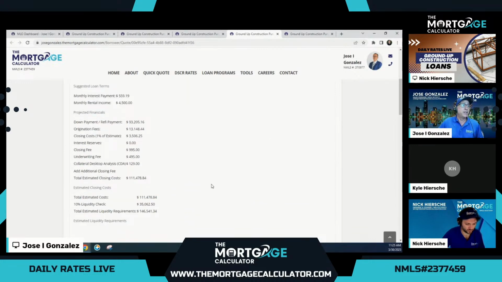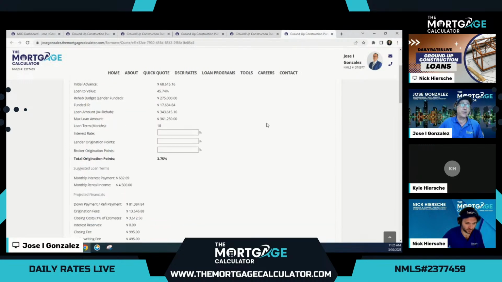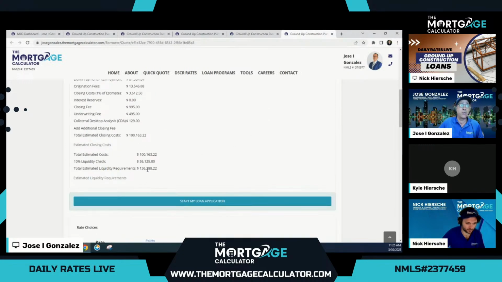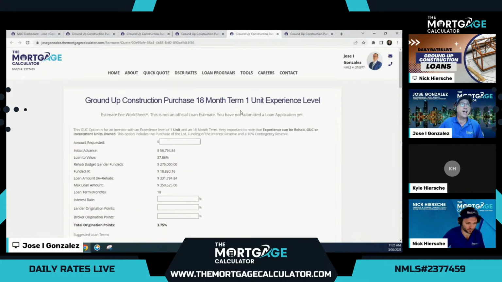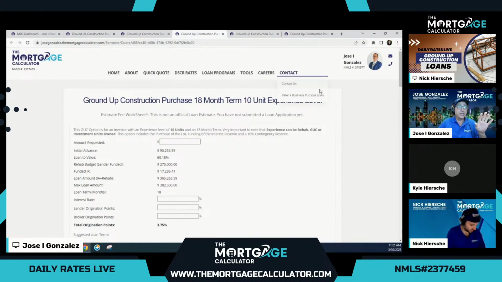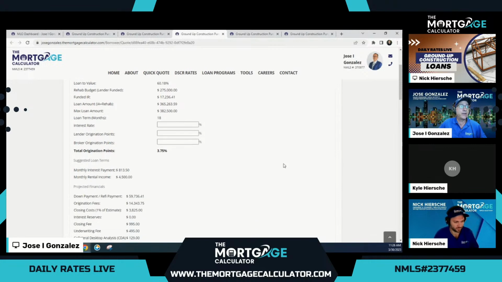And then your estimated liquidity requirement is $146,541. I think the other one, that difference should be only the $10,000, so $136,282. So this is 1 unit. Now I'm going to show you the opposite end of the spectrum: 10 units, same deal. And now we get $382,500 in loan amount. So it gets a little bit better.